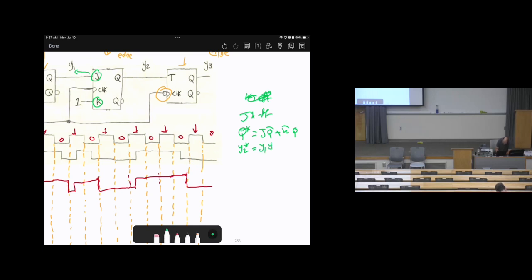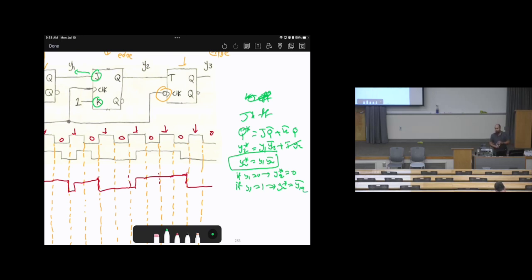Y1 times Q, which is Y2 bar, plus K1, which is 1 bar, K is 1, and the Q2 is Y2. Then this will be 0, because Y1 bar, 1 bar is 0. Therefore, Y2 star equals Y1 times Y2 bar. Therefore, we can say if Y1 equals 0, then the next Y2 will be 0. If Y1 equals 1, then the next Y2 will be the opposite of Y2. Just flip it.